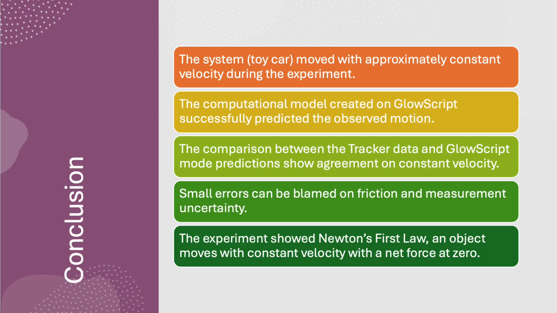To conclude, the toy car moved with approximately constant velocity during the analyzed portion of the experiment. The computational model created in GlowScript successfully predicted the observed motion. The comparison between the Tracker data and the model predictions showed strong agreement, demonstrating that the model accurately represented the motion of the toy car.